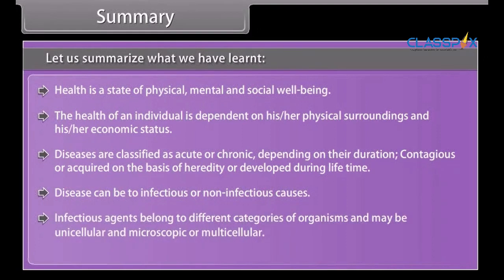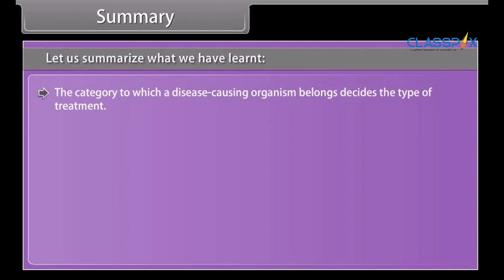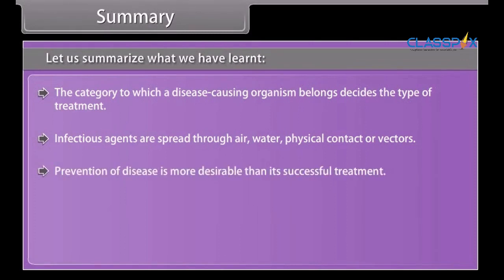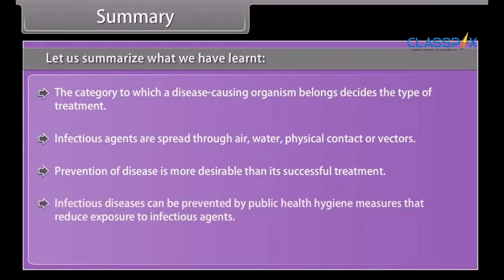Infectious agents belong to different categories of organisms and may be unicellular and microscopic or multicellular. The category to which a disease-causing organism belongs decides the type of treatment. Infectious agents are spread through air, water, physical contact, or vectors. Prevention of disease is more desirable than its successful treatment. Infectious diseases can be prevented by public health hygiene measures that reduce exposure to infectious agents.